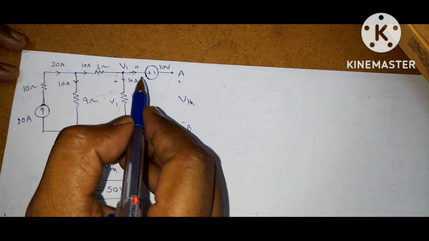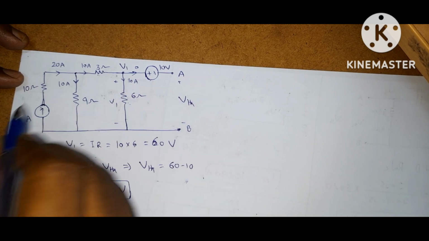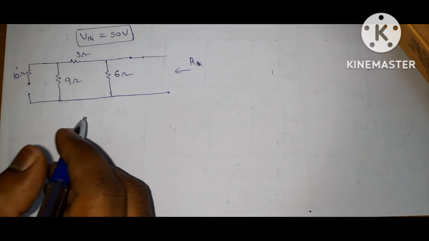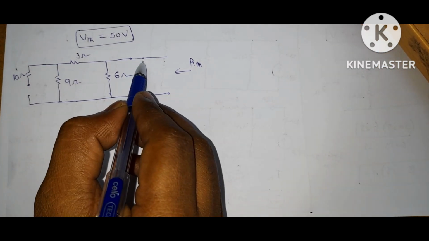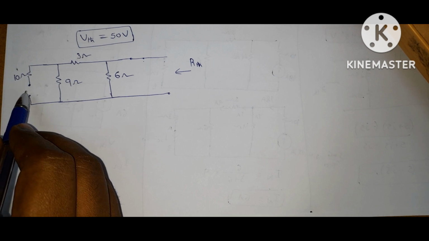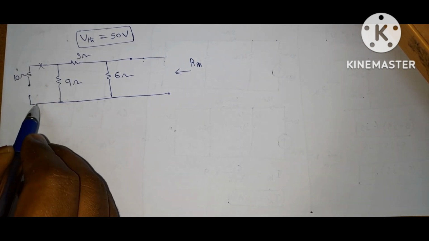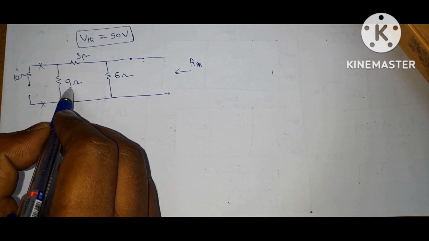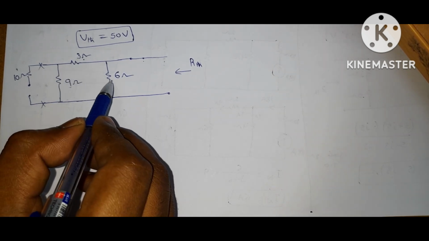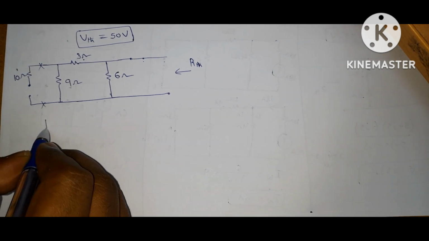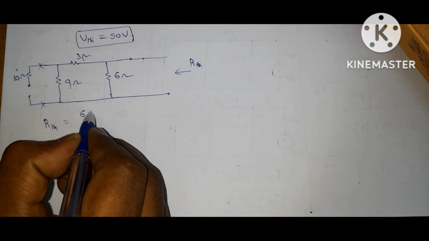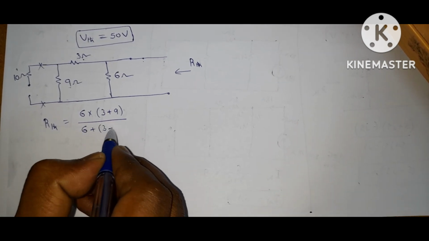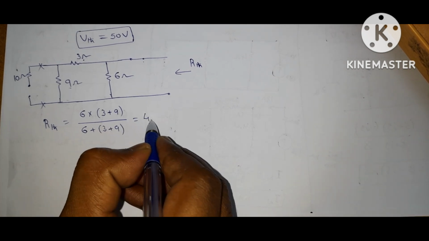To find RThevenin, replace the voltage source with a short circuit and the current source with an open circuit. Then the circuit becomes like this. The voltage source is replaced with a short circuit, the current source is replaced with an open circuit. This is open circuit, so we can neglect this 10 ohm resistor. This 3 ohm and 9 ohm are connected in series and this resultant is connected to the 6 ohm in parallel. So RThevenin is equal to 6 into 3 plus 9, by 6 plus 3 plus 9. You will get 4 ohms.